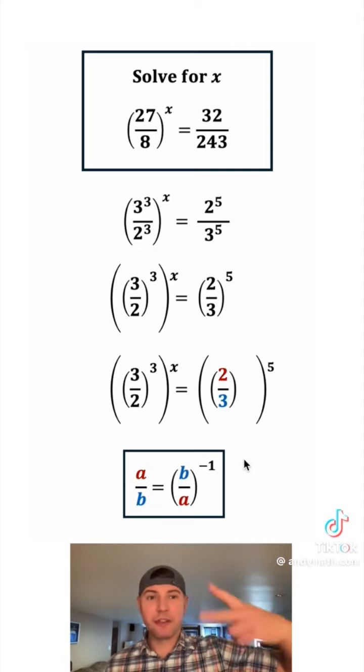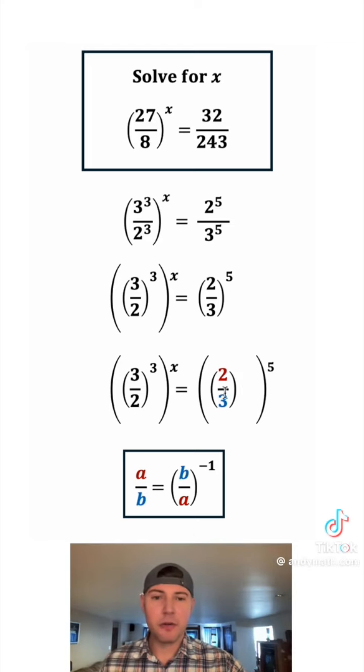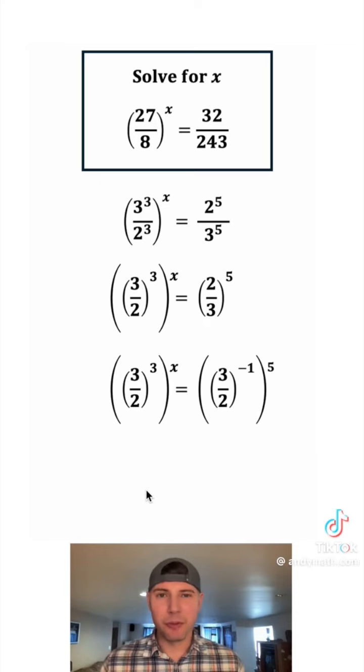In order for us to flip it like this here, this 2 over 3 would be the same thing as 3 over 2 to the -1. So 2 over 3, 3 over 2 to the -1. Those are the exact same thing. And now our two fractions match. They're both 3 over 2.